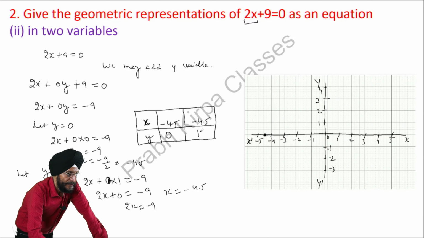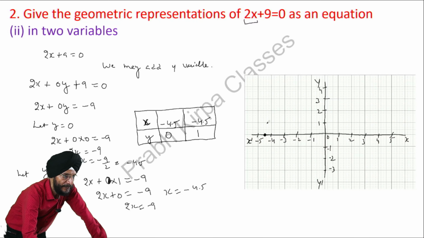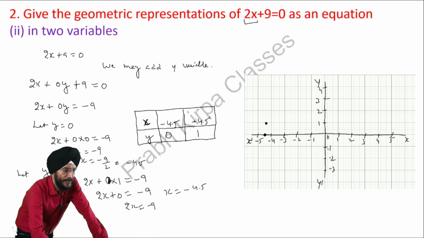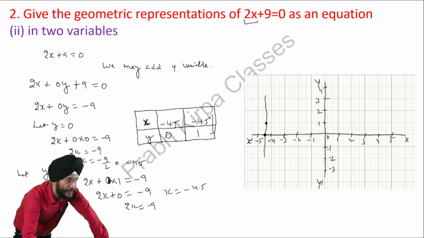Then the next is the value of y is 1 and x is minus 4.5. X is minus 4.5, value of y is 1. So somewhere here the point comes, where x and y fulfill this situation. X is minus 4.5 and y is 1. So here we will join these two points and it will be just like this, a straight line.